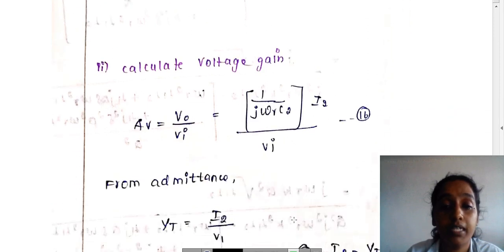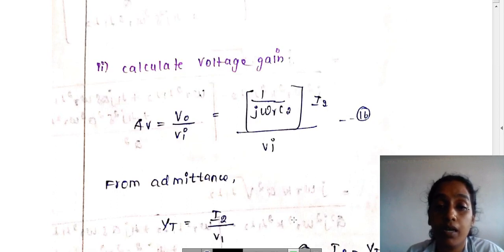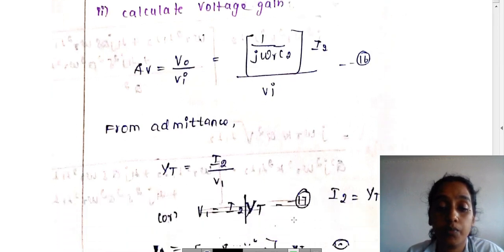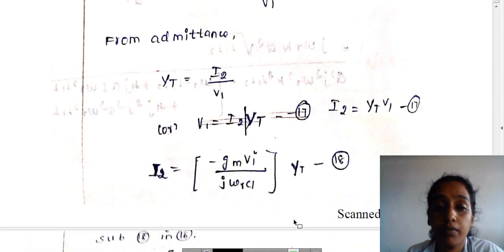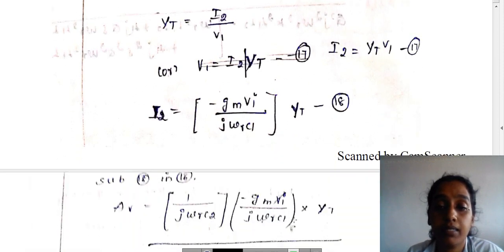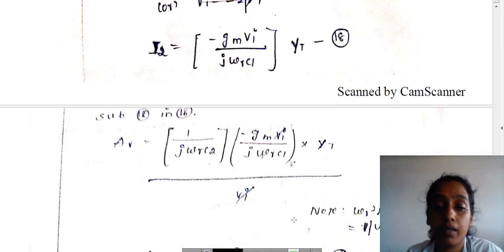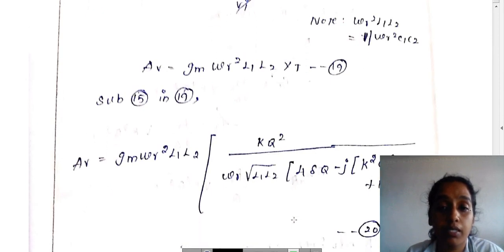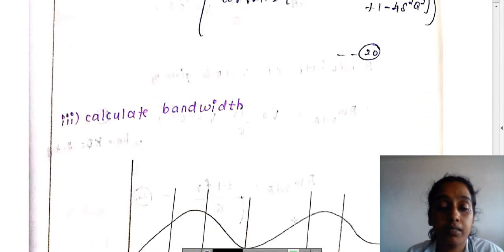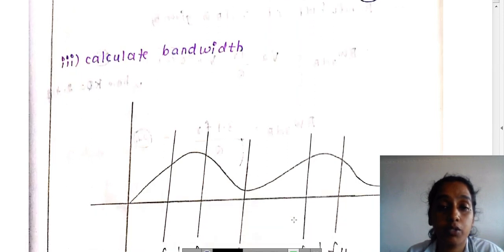To calculate the voltage gain, Av is V0 by Vi. What is V0? The voltage across capacitance C2, so 1 by j omega r C2 into I2. We know that I2 is the total admittance Yt into V1. So we know the value of the total admittance into V1, and we have found the gain value. Substituting the value of the total admittance, we get equation number 20.